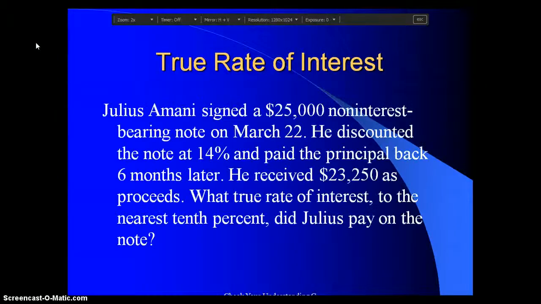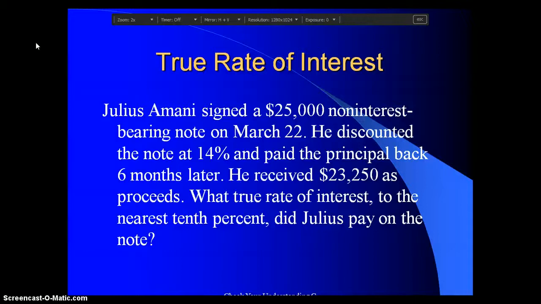So another example, this is Check Your Understanding C in your textbook. It tells us that he signed a $25,000 non-interest bearing note on the 22nd, discounted it at 14%, and paid the principal back in 6 months. With this, we want to find our true rate of interest. Our proceeds were $23,250. Super easy stuff.